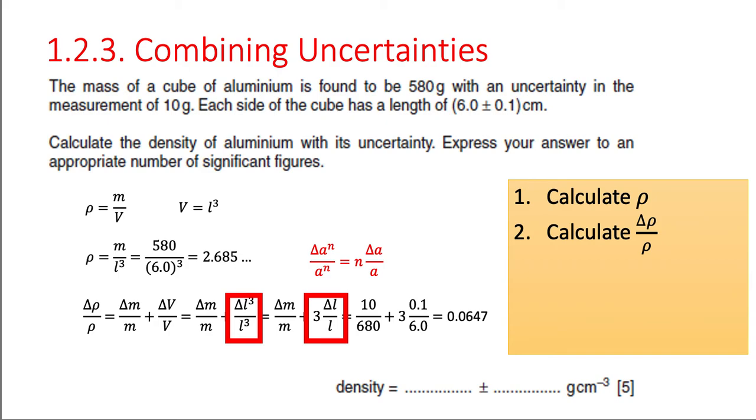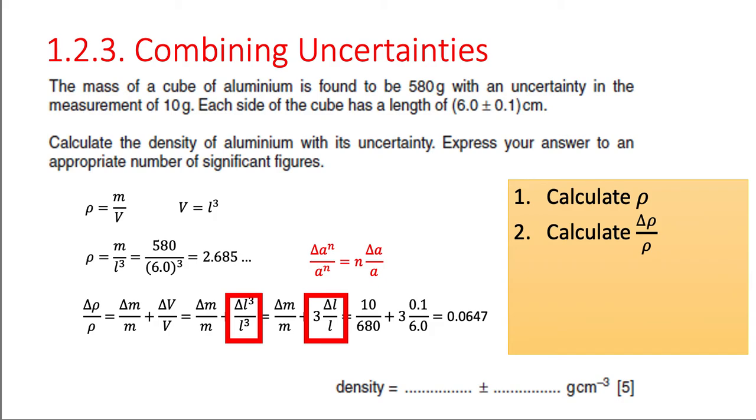Assuming we're okay with that, all we have to do is put in our numbers. 10 divided by 680, that's the percentage uncertainty in the mass. And 3 times 0.1 divided by 6.0, that's 3 times the percentage uncertainty in L. And we come out with the number 0.0647. Now again, I've given a lot of significant figures there. We'll discuss that a little bit more in a second.